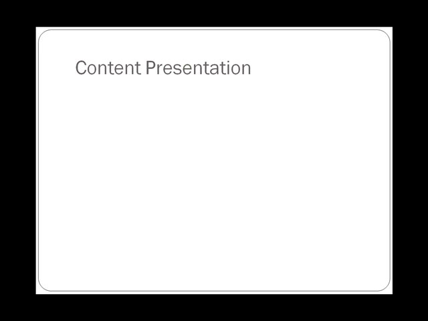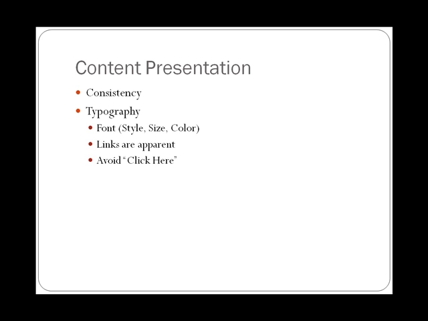Content presentation refers to how you present the meat of your site. Once again, the key word is consistency. You should present your information in a consistent manner. When considering how you will present your text, you should consider your font size, style, and color. You will want to use fonts that are common on most computers, such as Arial and Times New Roman. Be consistent with your text colors. Make sure that users know which text is a link and which is just text. Avoid using words like "click here."